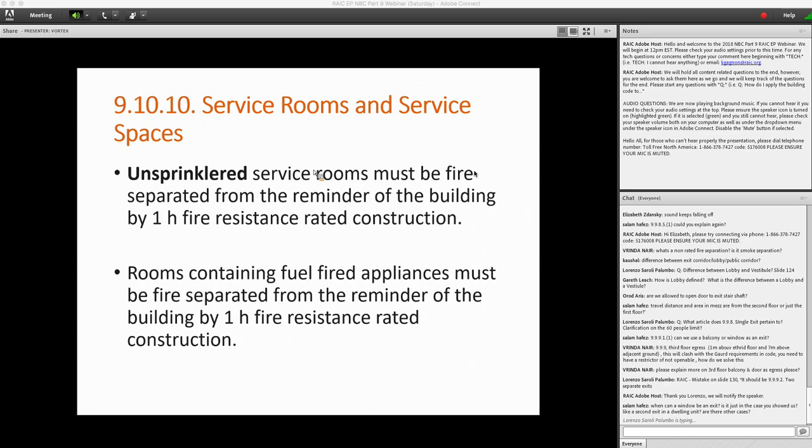This is under 9.10.10 of the code. A service room is also a defined term in the code. Now, this section applies to all service rooms except rooms that are located within a dwelling unit or a service room that serves just a dwelling unit.